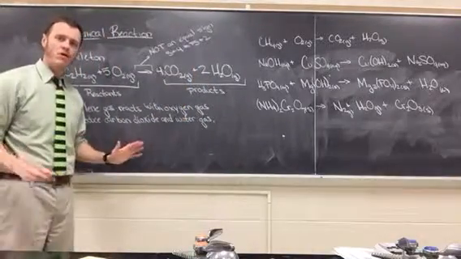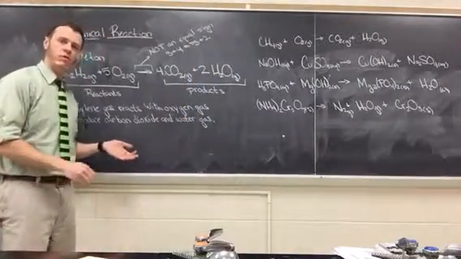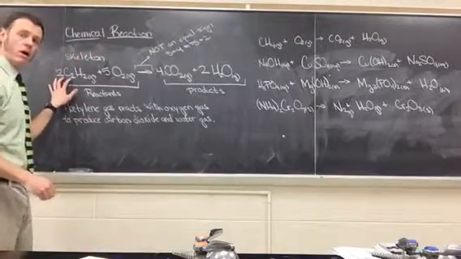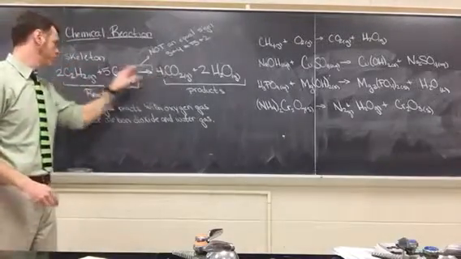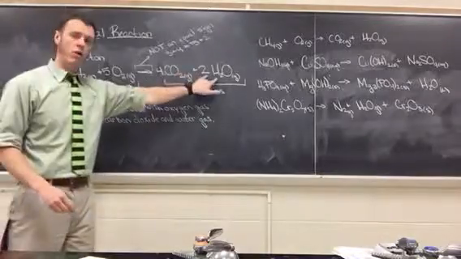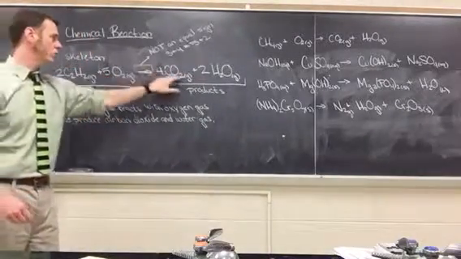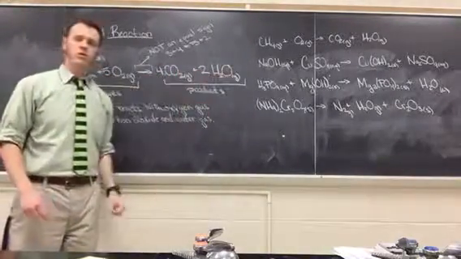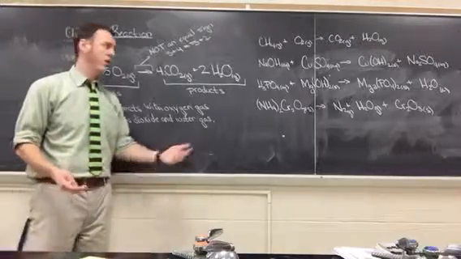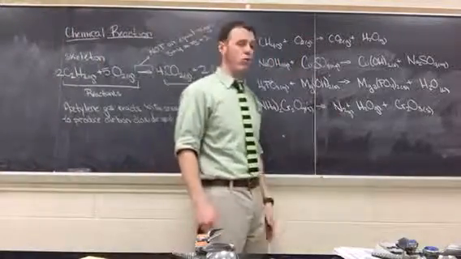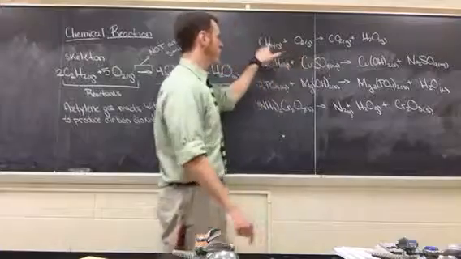And the last step all the time is to check to make sure you have equal numbers of all your elements. 4 carbons, 4 hydrogens, 10 oxygens: 2 times 4 is 8, plus 2 is 10. It's a balanced reaction. I'm going to go through and do these 4 as well. So let's start up here.